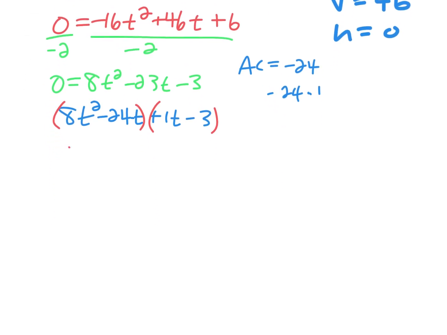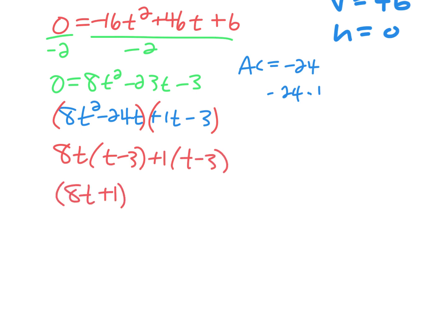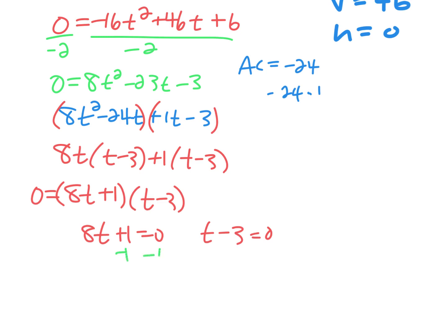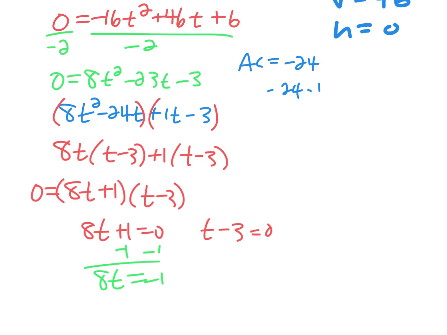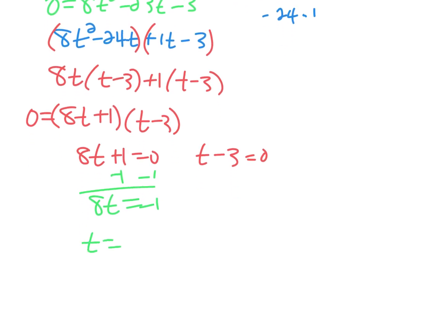So I'm going to take out an 8t, and I'll have t minus 3. And I'll factor out a 1, and I'll have t minus 3. And so I'll have 8t plus 1 and t minus 3. Recall this equals 0, so I can set each factor equal to 0. So I'll have 8t plus 1 equals 0, t minus 3 equals 0. If I solve each of those, I'll subtract 1 on both sides, get 8t equals negative 1, and divide both sides by 8. I'm going to get t equals negative 1/8. For the other, add 3 to both sides and get t equals 3.